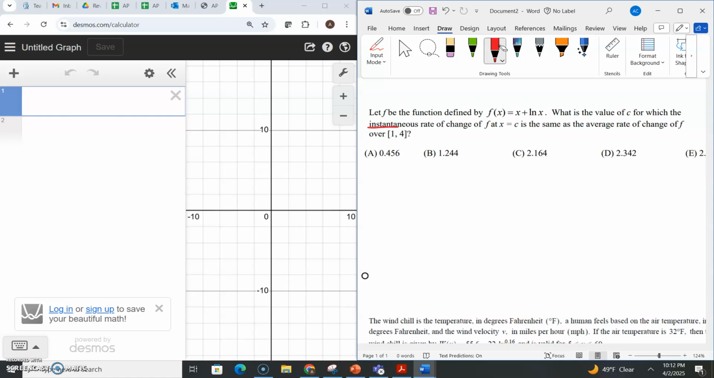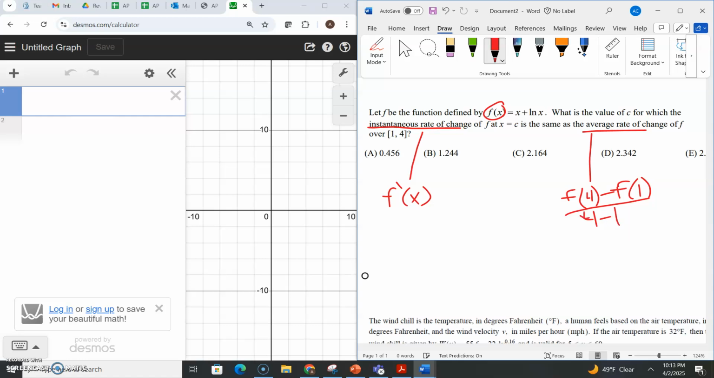So really, we just need to ask ourselves what's the difference between these two? Well, if this is our given function, then the instantaneous rate of change is simply the derivative. The average rate of change, that is simply the slope. That is f of 4 minus f of 1 over 4 minus 1.